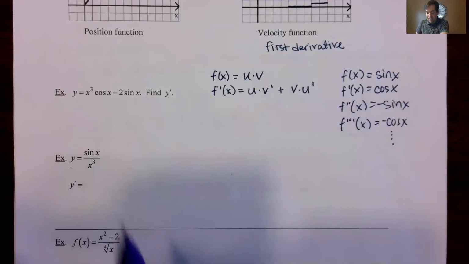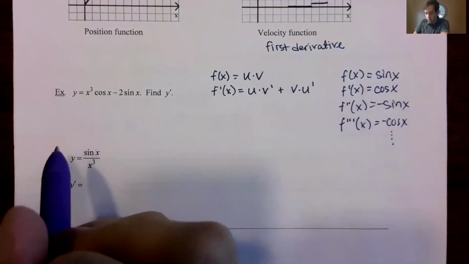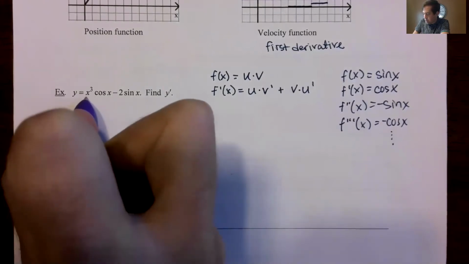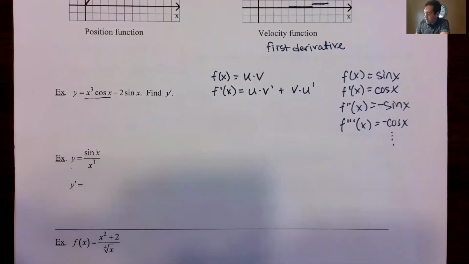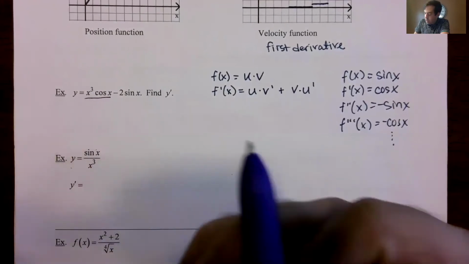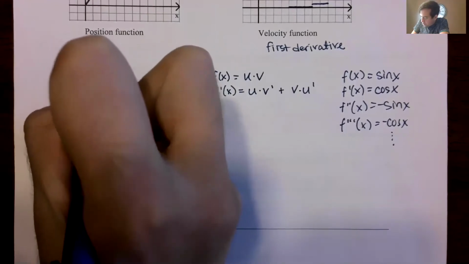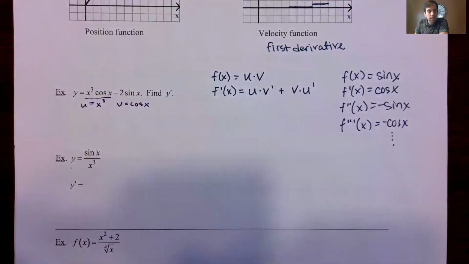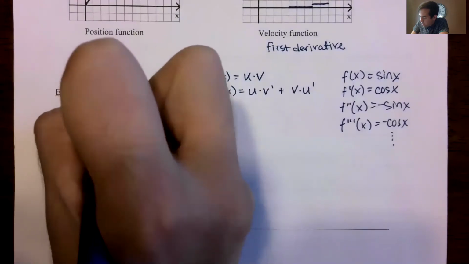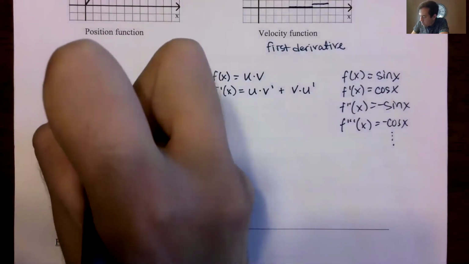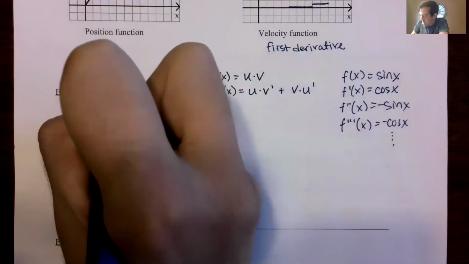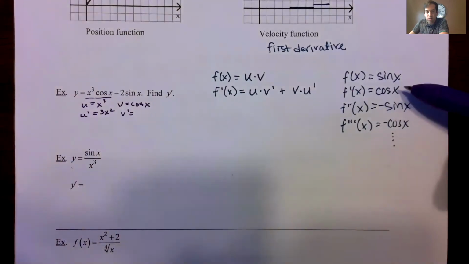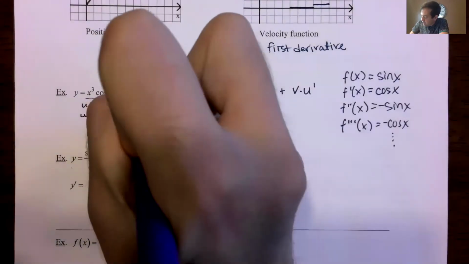So we're going to use that to break down this first term in this equation that we're trying to find the derivative of. Since this is a product, I'm going to label u as x cubed, and v as cosine x. And so u prime is the derivative of x cubed, which is 3x squared. And v prime is the derivative of cosine. So if I look over here, one level down from cosine is negative sine x.